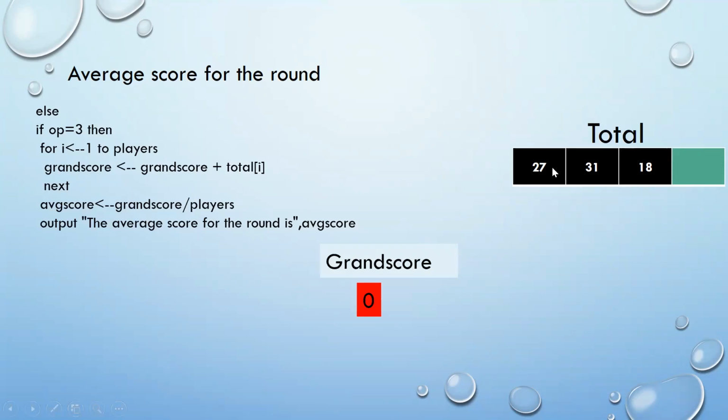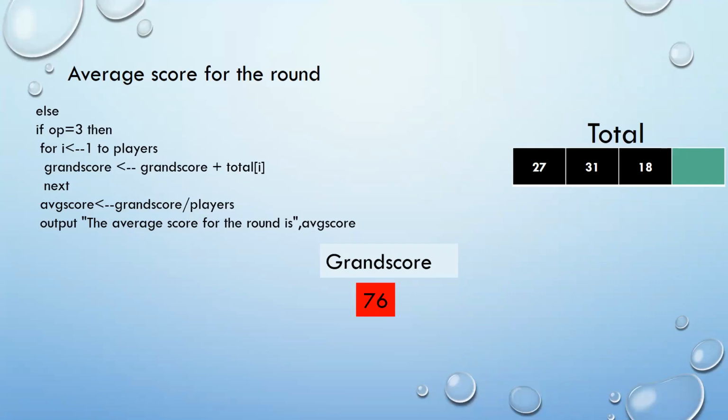So the first total is 27. Grand score is initially 0. So 0 plus 27, your grand score will change to 27 now. Once the loop repeats, you already have a score in grand score of 27. So 27 plus 31 will give you 58. Again, when the loop repeats, grand score is already 58 now. 58 plus the third total, that's 18, will give you a total of 76.